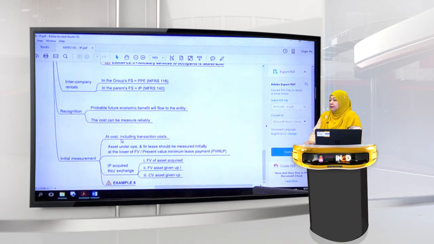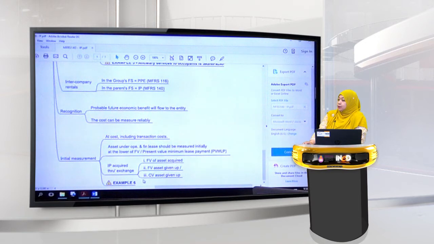All right. However, an asset that falls under operating and finance lease should be measured initially at the lower of fair value or present value of minimum lease payment. The reason being, when we have operating lease and finance lease, the lessee will not make the payment as a whole. In other words, they don't make the full payment, but they make the payment on installment basis. So what we need to do is bring it to the present value of the minimum lease payment. Okay.